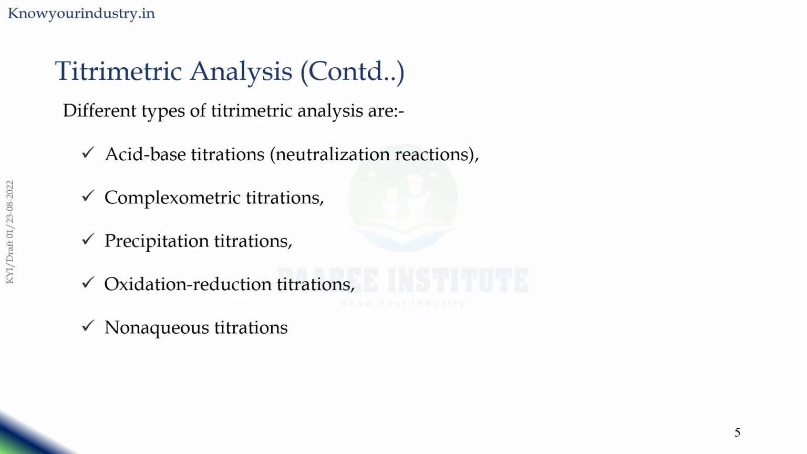The different types of titrimetric analysis are acid-base titrations, which we have done during our pharma college days. If you are a pharma student, you might have done this in your chemistry laboratory analysis. And complexometric titrations, precipitation titrations, oxidation reduction titrations, then non-aqueous titrations.